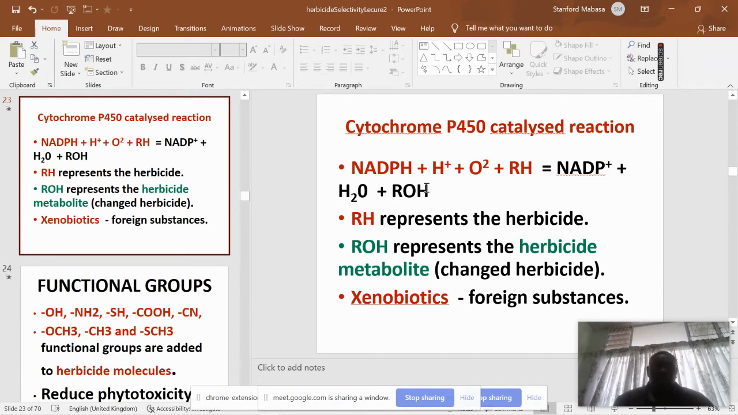What I'm going to do now is to show you some important parts of herbicides which will be altered by cytochrome P450 catalyzed reactions. Remember, cytochrome P450 is aiding the addition of oxygen to the herbicides so that we get an altered herbicide.